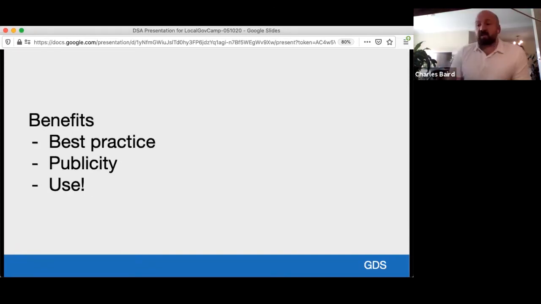What are the benefits? Well, I just started talking about them there. Use is the bottom line. If you've stood up an API, you want people to use it. Of course, you want people to build interesting services on top of it. You're not going to get that without some publicity, at least some connection to the wider world.